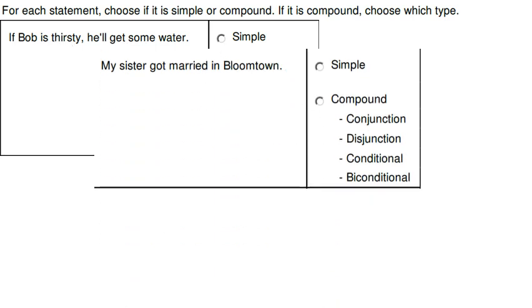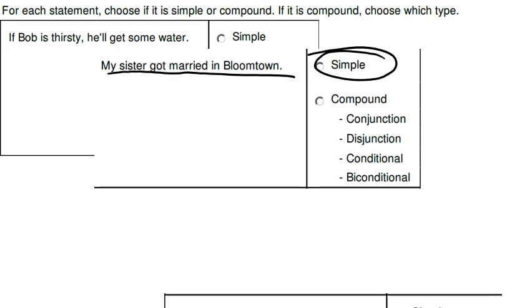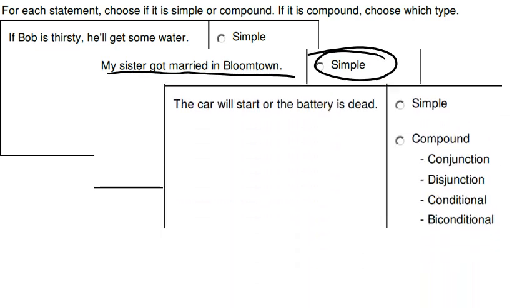For our second statement here, my sister got married in Bloomtown. This is expressing one idea, getting married in Bloomtown. So this is not a compound statement, it is simple. Again, you do not see an and, an or, an if-then, or an if and only if in there. But it does express a single idea. Moving on.